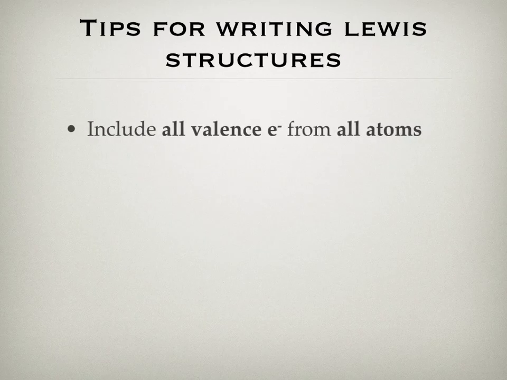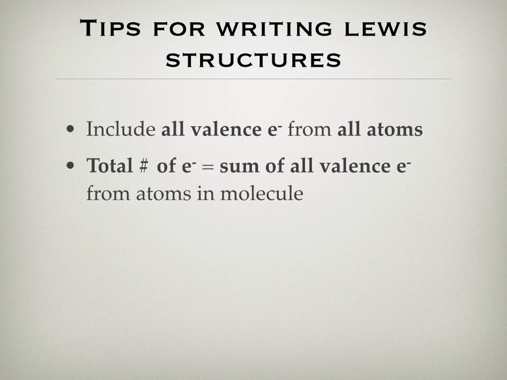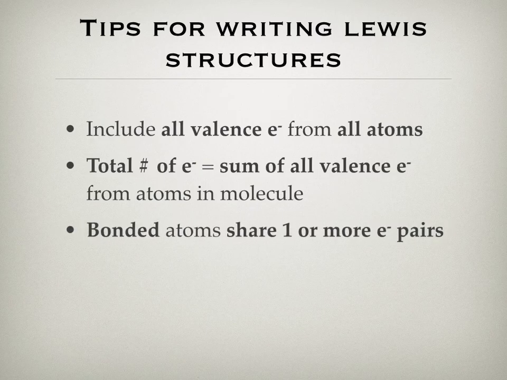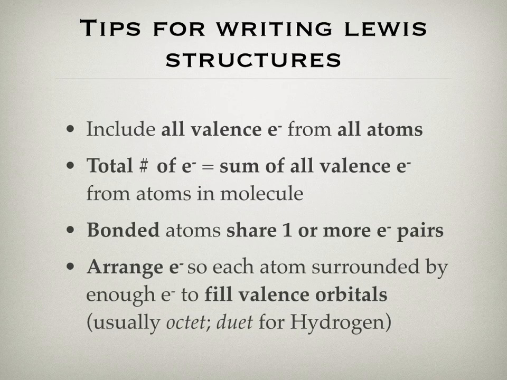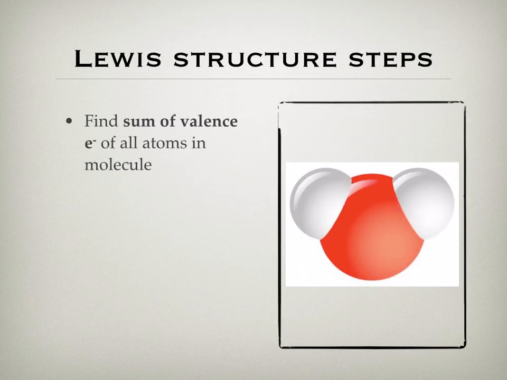So here are some tips for writing the structures. Include all of the valence electrons from the atoms, but only include the valence electrons. The total number of valence electrons summed together is equal to the total number of electrons from the atoms in the molecule. Bonded atoms share one or more electron pairs. If it's ionic, you're going to know that bond is a line. And if it's covalent, you're going to keep them in their dot form. You arrange the electrons so that each atom is surrounded by enough electrons to fill the valence orbitals. That means a full shell. So it's a duet for hydrogen because a full shell would only be 2 electrons, and an octet for the rest. So the first thing you do is find the sum of the valence electrons in a molecule.